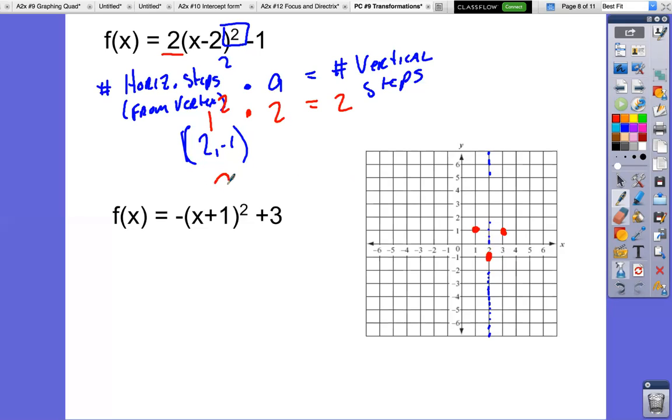If I took 2 horizontal steps, square it times A equals my number of vertical steps. 2 squared is 4, times 2 is 8. So up 1, 2, 3, 4, 5, 6, 7, 8. And then 1, 2, 1, 2. It's a much, much, much faster, easier way to do this. Any questions about that?